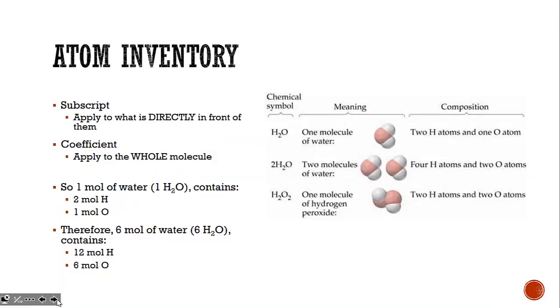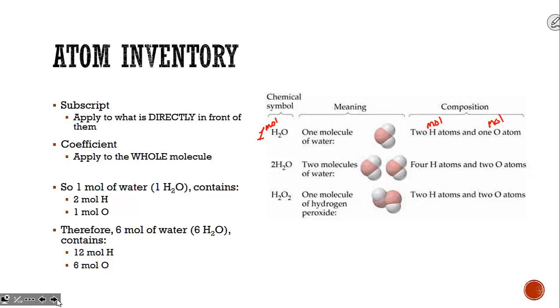Now, when tracking how many atoms are in a molecule, or tracking how many atoms are in a mole of molecules, we'll need to look also at the subscripts. Subscripts apply to what is directly in front of them. So for example, the formula for water, H2O, that 2 denotes that there are 2 hydrogen atoms for every 1 oxygen atom. So if I have 1 mole of water molecules, that means that I have 2 moles of hydrogen atoms and 1 mole of oxygen atoms.